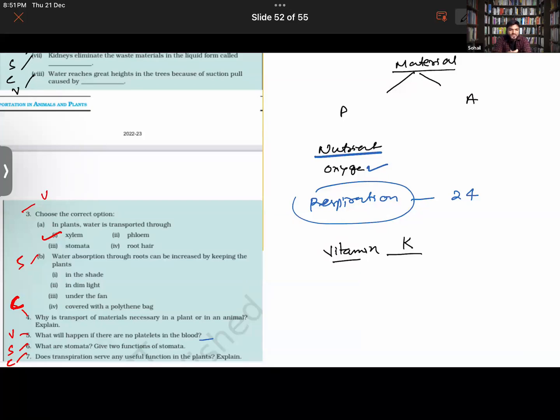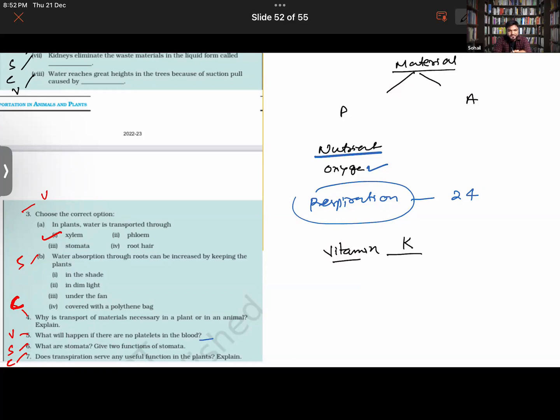First complete this, then I will be adding. If there's any need of any points, I will be adding it. It also helps in the conduction of water and minerals. That's all I remember.